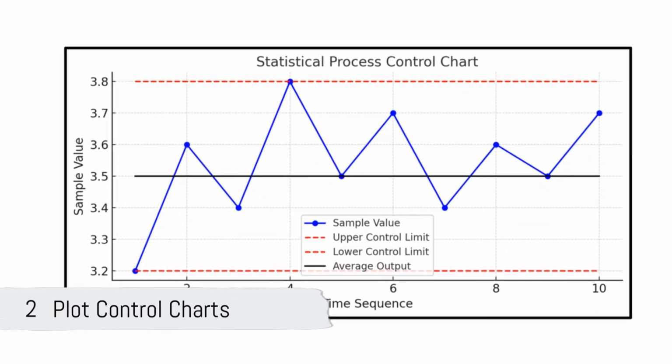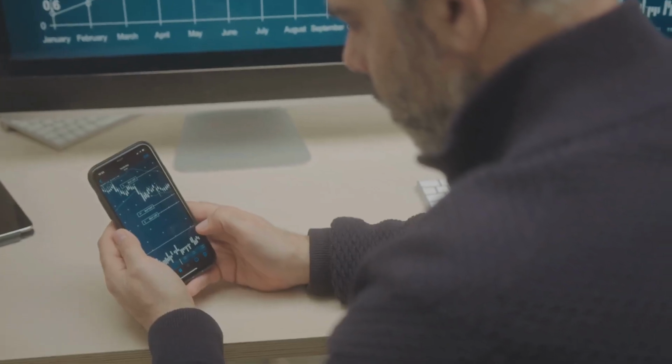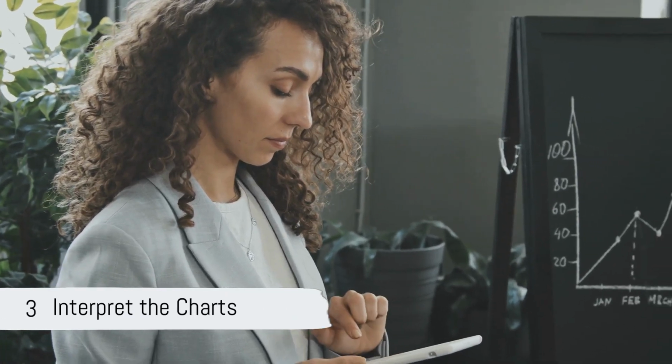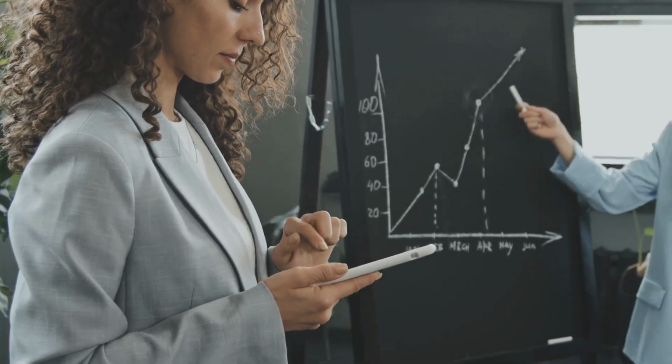2. Plot control charts. Start by plotting the initial data points on your control chart. Calculate the process mean, center line, and control limits, UCL and LCL. 3. Interpret the charts. Look for patterns like points outside the control limits or consistent trends.